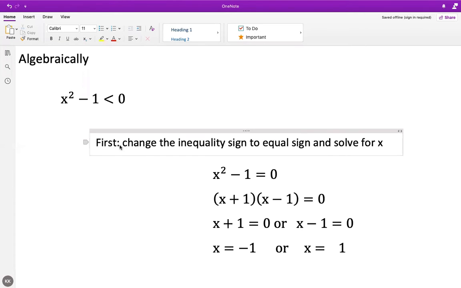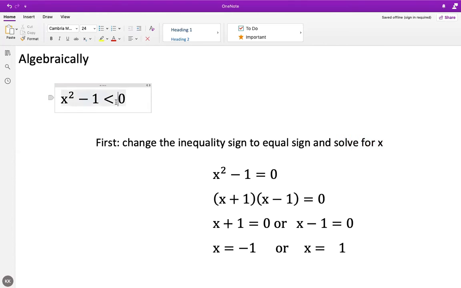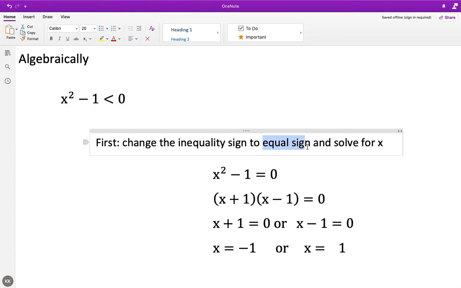The first step involves changing the inequality sign to an equal sign and solving for x. In this example, we have a less than sign, and I'm going to replace it with an equal sign and solve for x. Remember, we can solve for x by factoring.